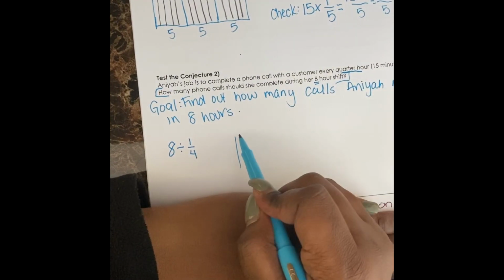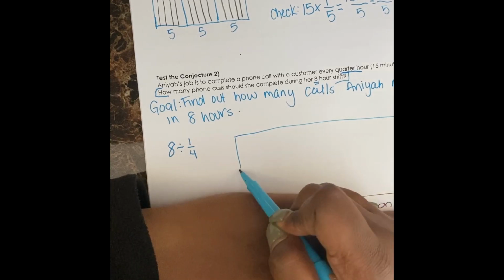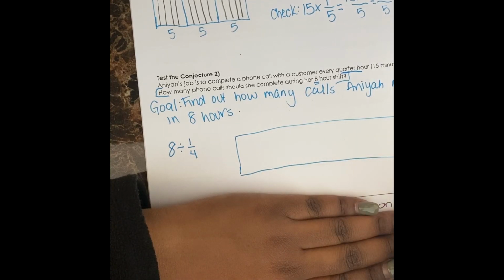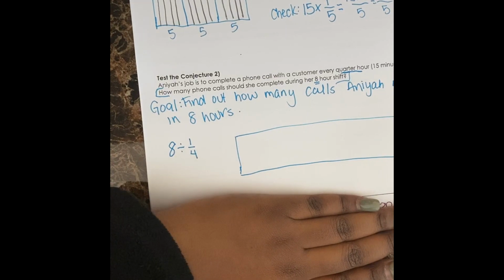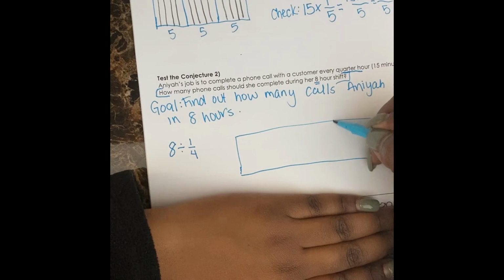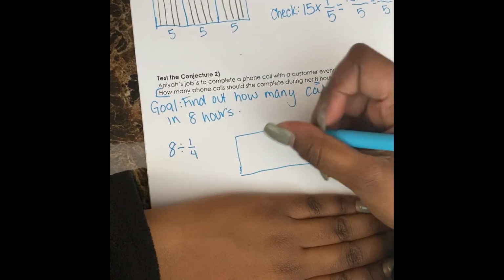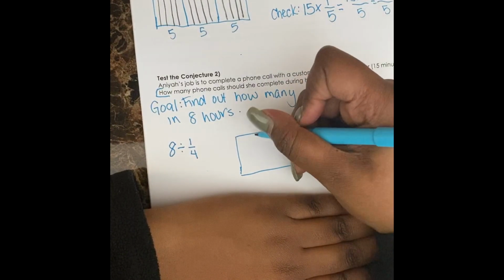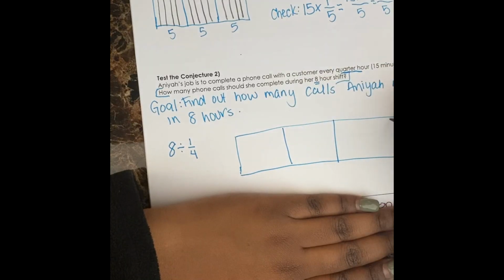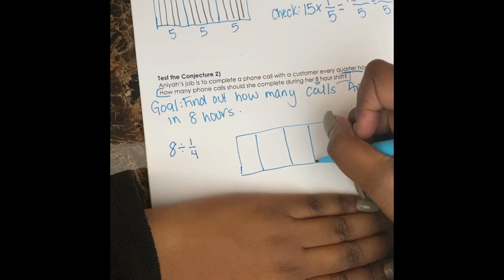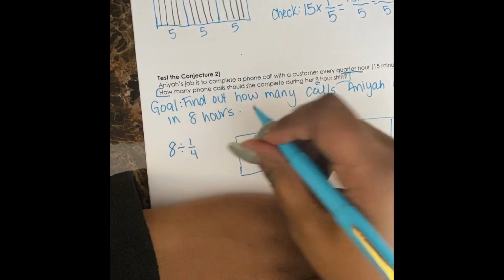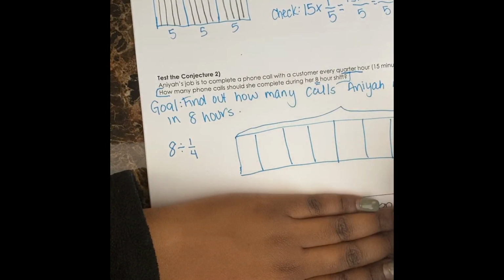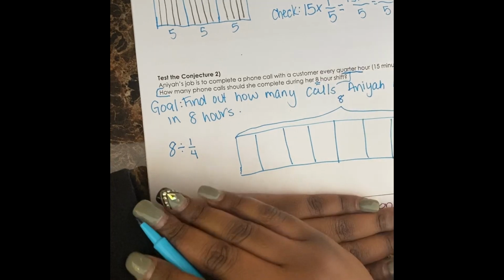Just like in our last problems, we are going to draw a model. This time you may want to make your model a little bigger because we are going to split it into 8 pieces. We are going to make a model, split it into 8 pieces. So here we go. 1, 2, 3, 4, 5, 6, 7, 8. So we have our model. We split it into 8 pieces.